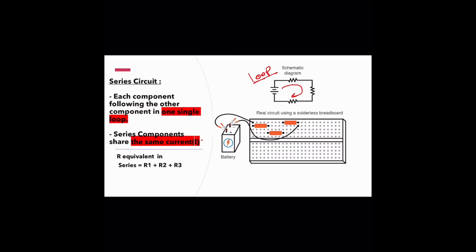It's important to remember that series components have the same current, and to find the equivalent resistance for any given series circuit, we just have to sum up the given resistances, R1 plus R2 plus R3.